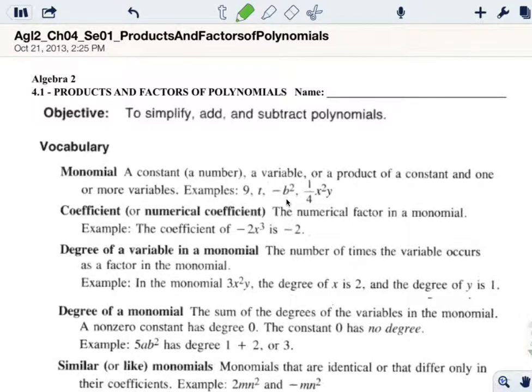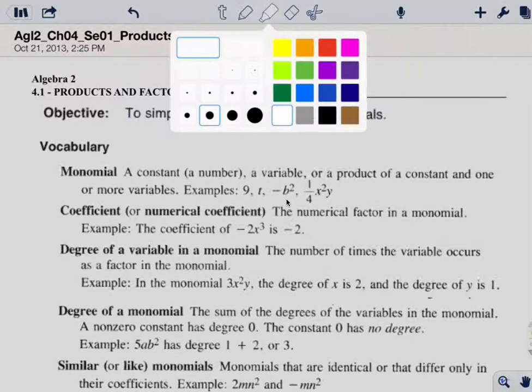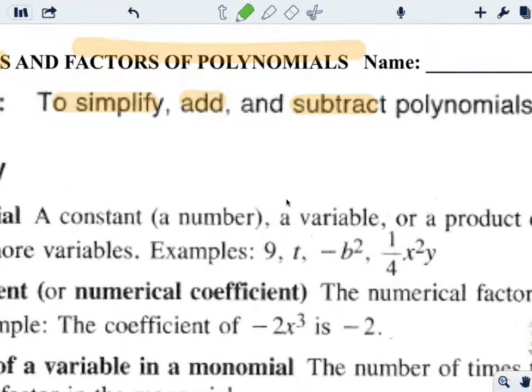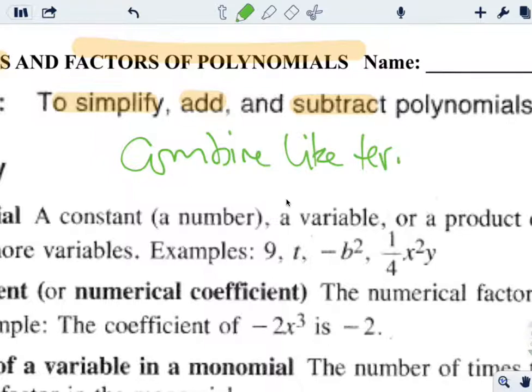This is your lesson for Chapter 4, Section 1. The topic is products and factors of polynomials, and our objective is to simplify, add, and subtract polynomials. Some of this stuff you'll think is alright, and hopefully you'll think it's fairly easy, but this basically means we want to combine like terms. Okay, so that's what we're going to do here.